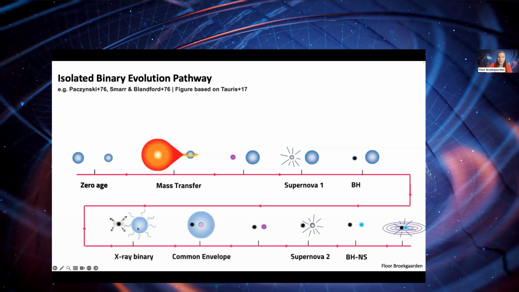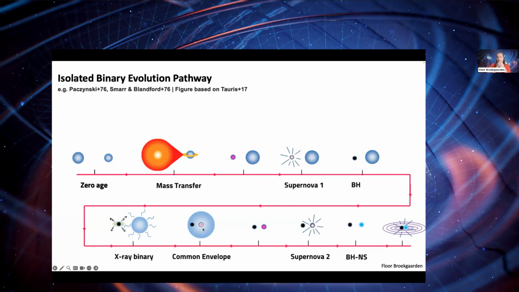Okay, then the second star might also evolve. There might be an X-ray binary phase. But eventually, when it expands, it also fills its Roche lobe and can transfer mass onto the black hole. But in this case, this mass transfer is dynamically unstable. And so what happens is that there might be what we call a common envelope phase, where the compact object is engulfed in the envelope of the other star, and due to drag, slowly spirals in until it becomes really, really close to the core of the other star.